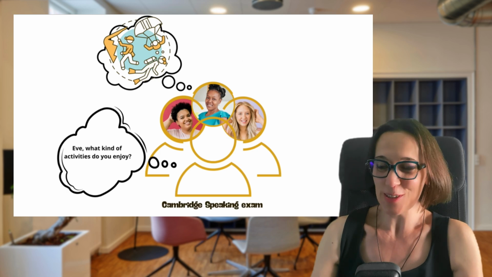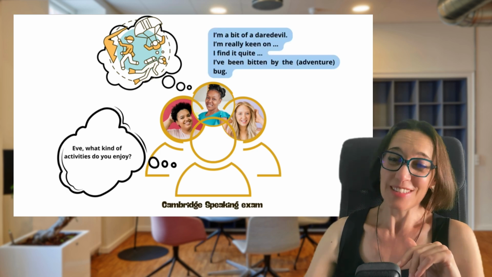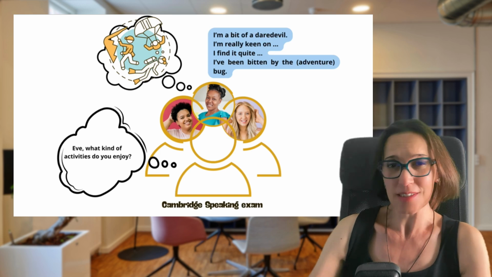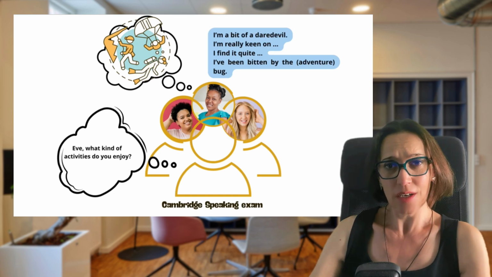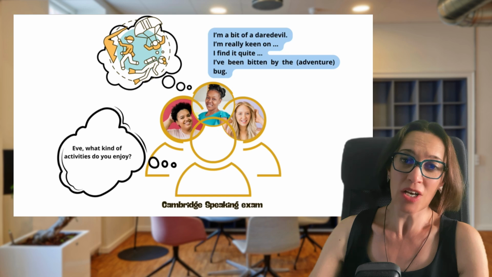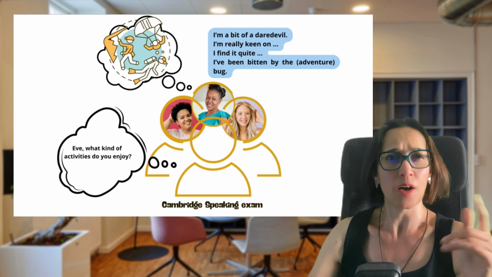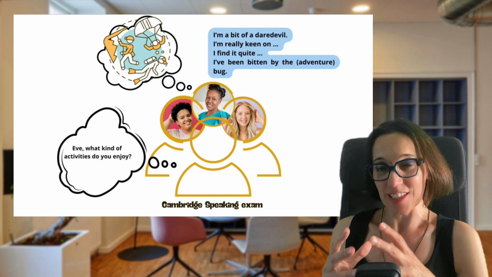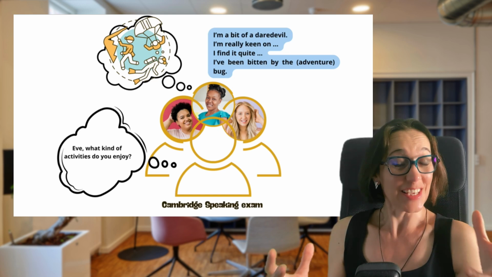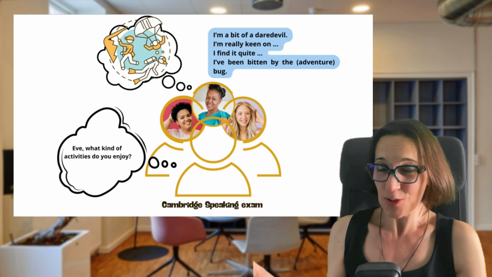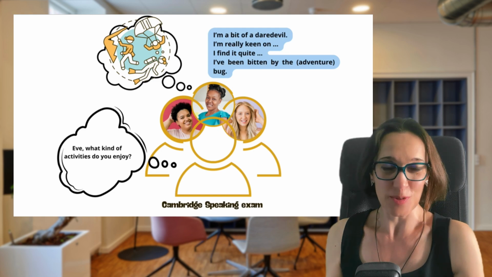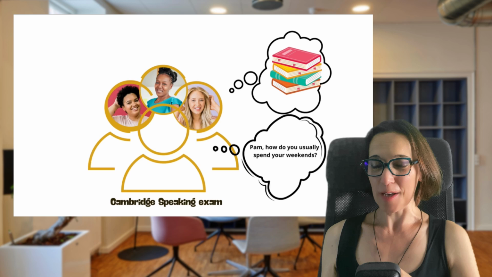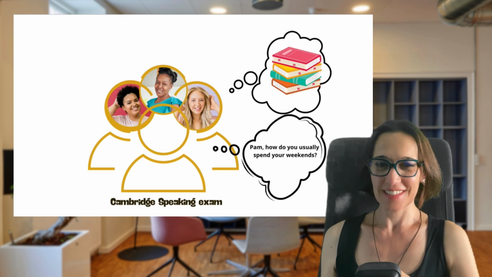What a beautiful expression. This one, together with the other three phrases, I'm a bit of a daredevil, I'm really keen on, and I find it quite thrilling, she said. Well, all these expressions show that Eve has got a C1 level of English proficiency. Brilliant. Meet Pam, our third candidate.